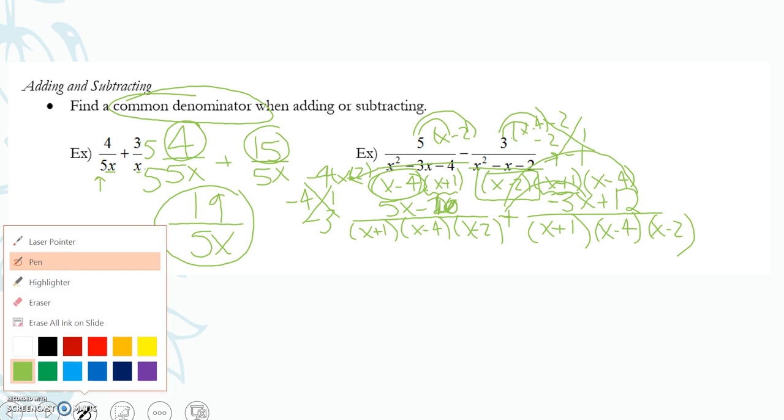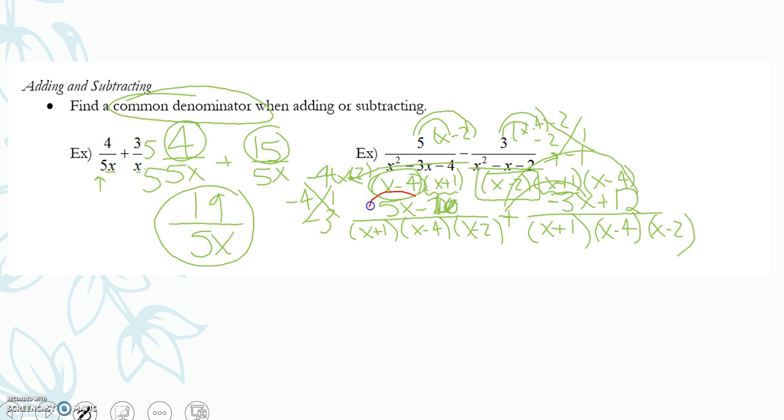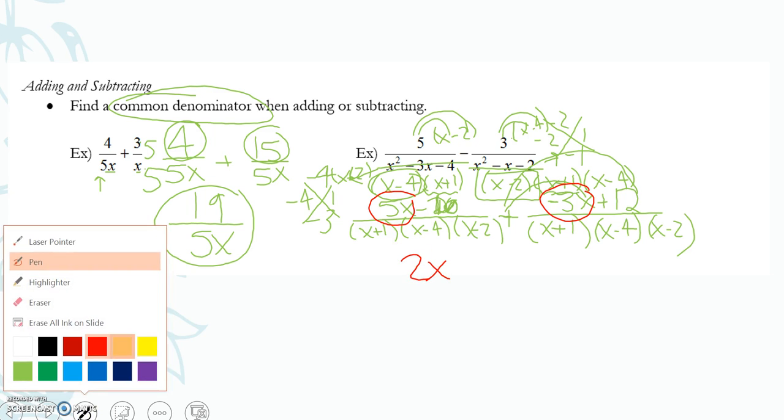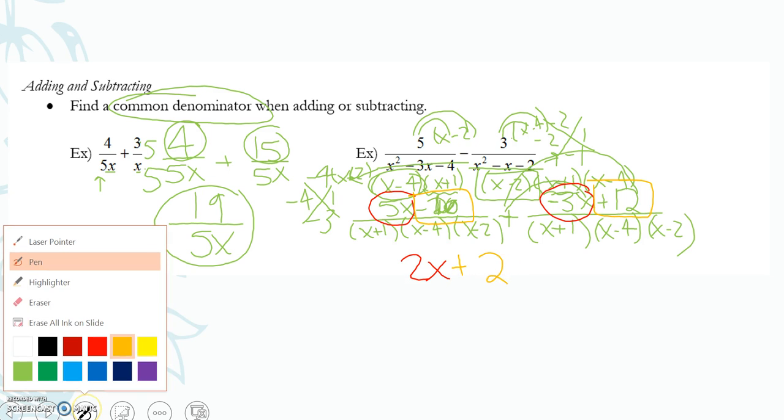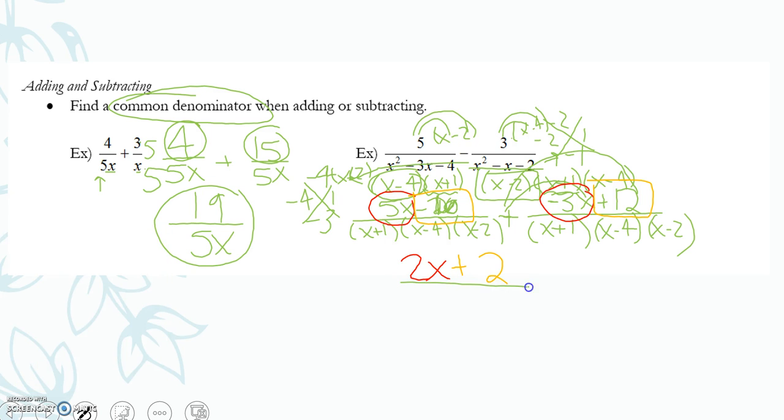So after that has happened, now I can add like terms on the top. So 5x and negative 3x can add together, and that gets me 2x. And then negative 10 and positive 12 gets me 2. And then I just recopy my common denominator. So notice I have not canceled anything yet. Now is the point where I see if I can factor something on the top.